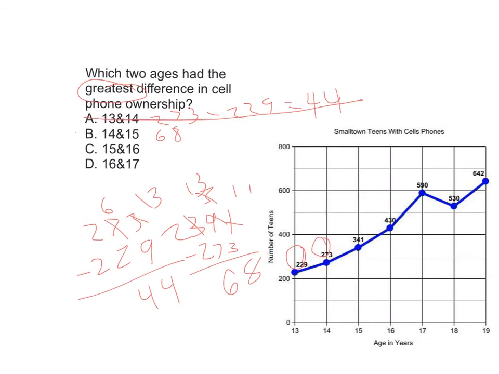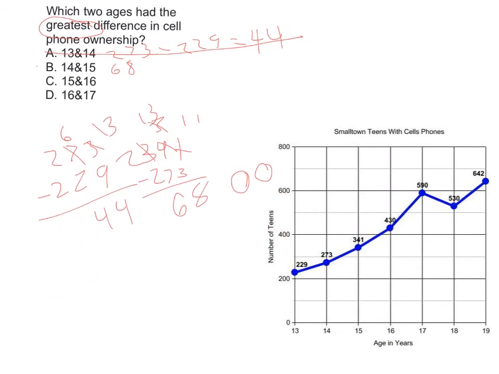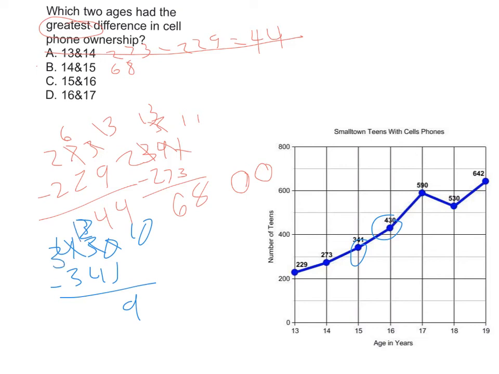Let me see if I can, oops, just make some of this smaller. Now we're looking for 15 and 16. So we've got here and here. We've got 430 minus 341. Again, good review of subtraction skills. So we've got 89 there, which now makes that one incorrect.